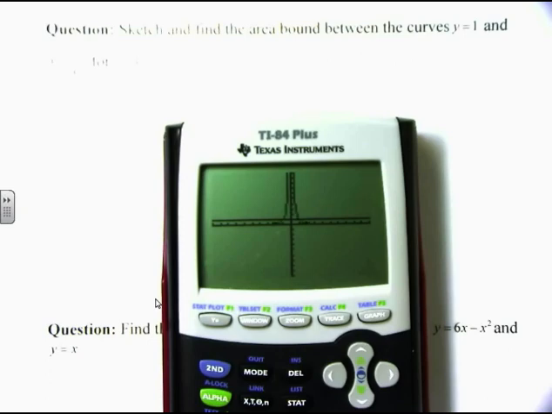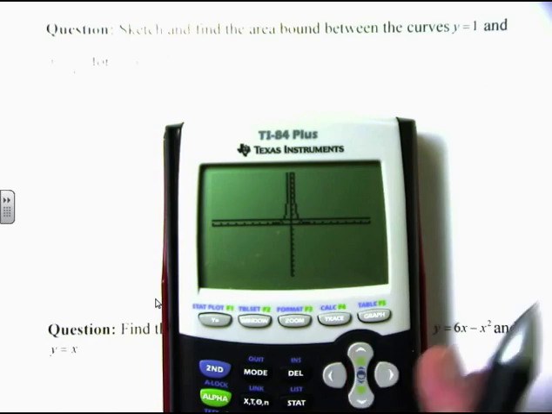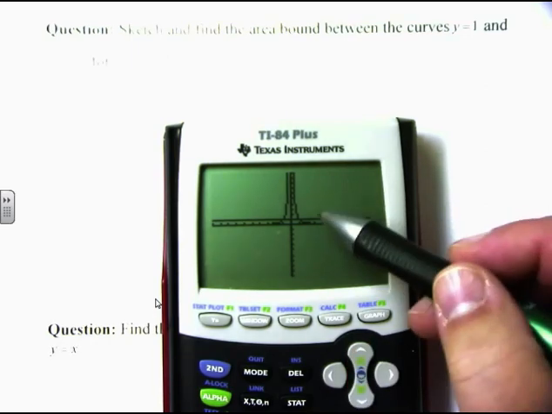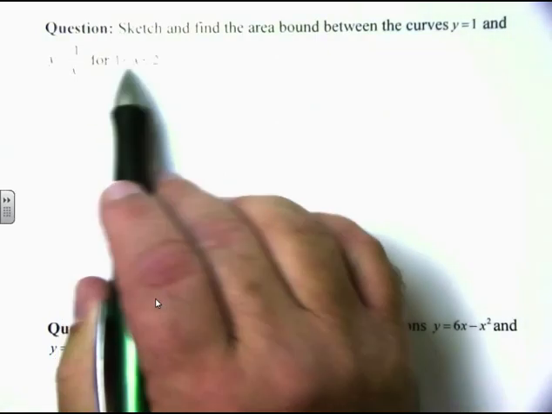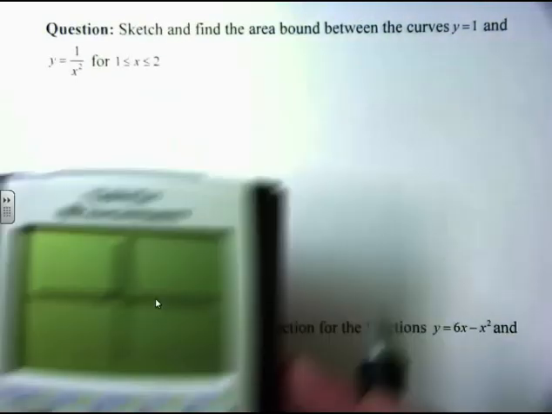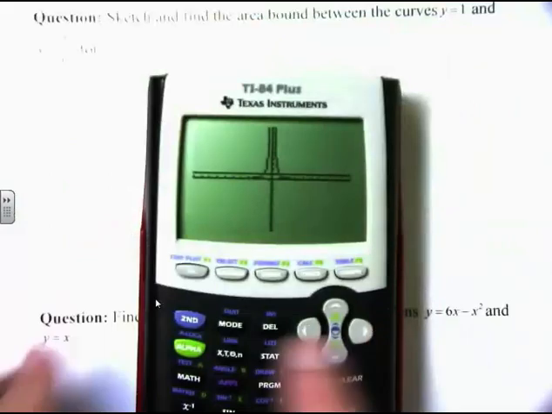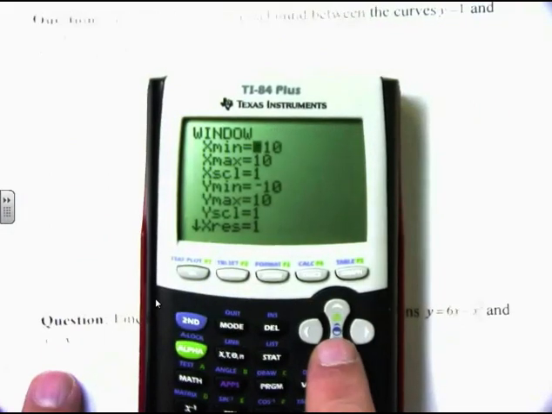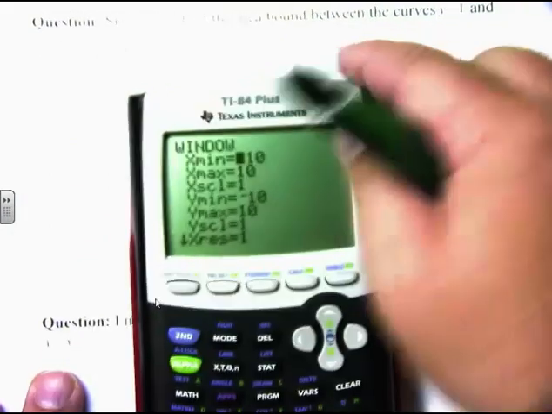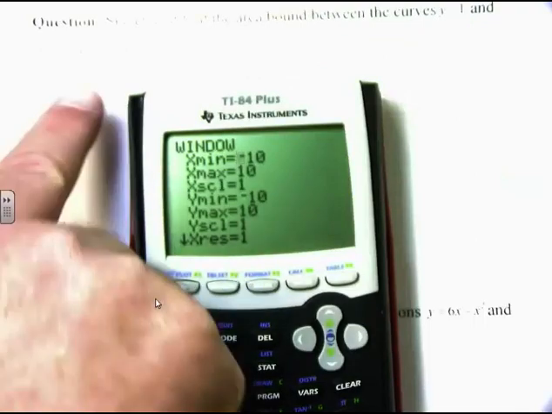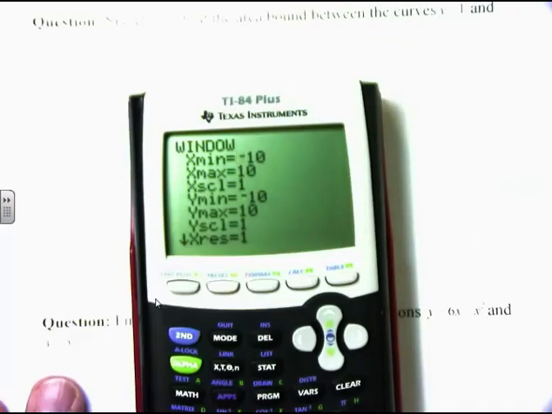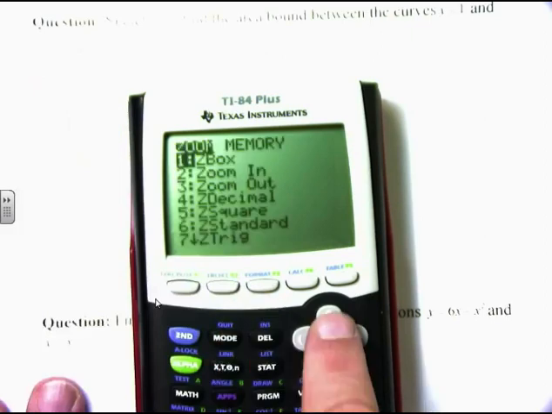On this particular problem, we are trying to emphasize this area is in the first quadrant. I can tell you that it's between x is 1 and x is 2. So when I focus on that, between 1 and 2, I can actually take my window and change it. Always go a little bit beyond what you want to look at. So x is 1 to 2. I'm going to go from something like 0.5 to 3.